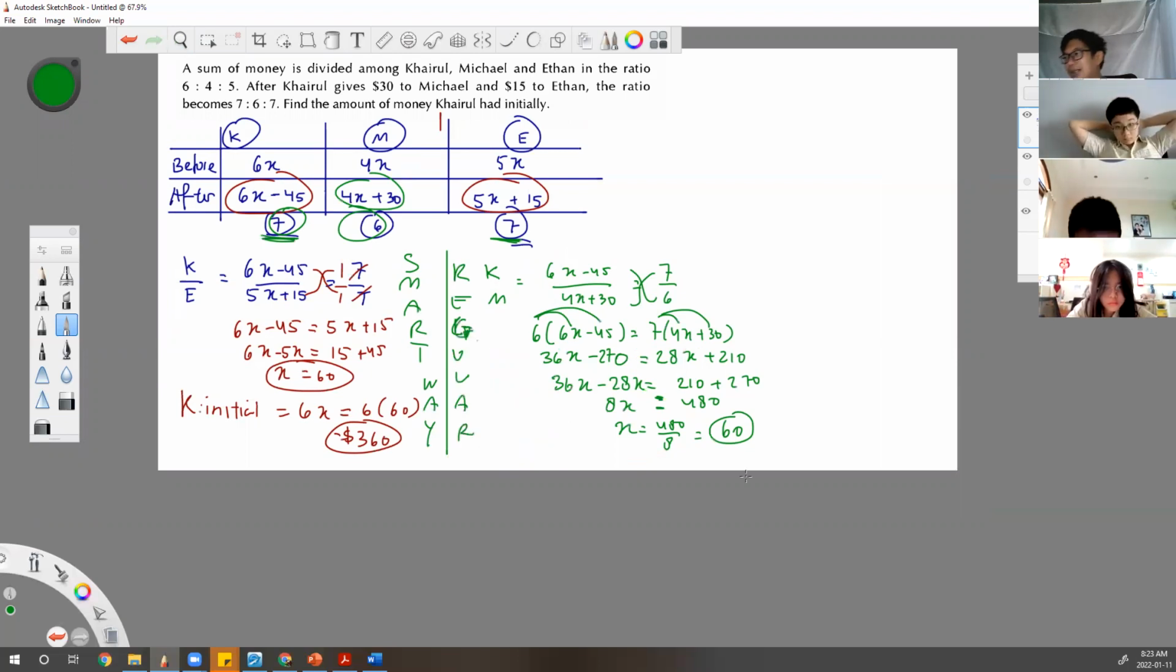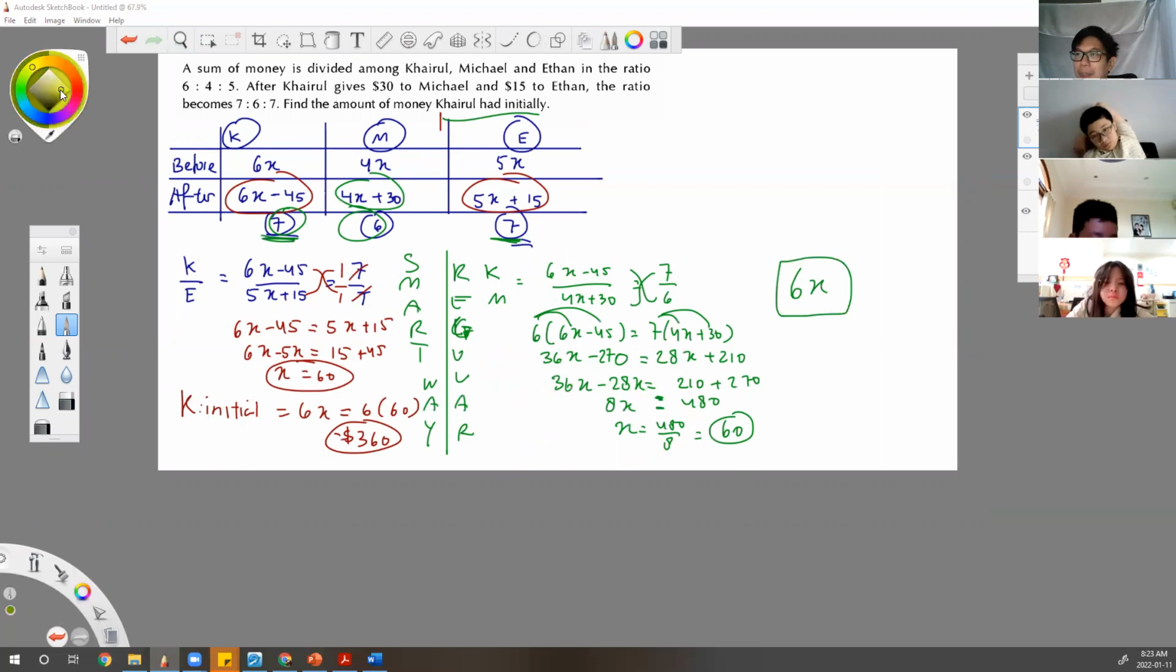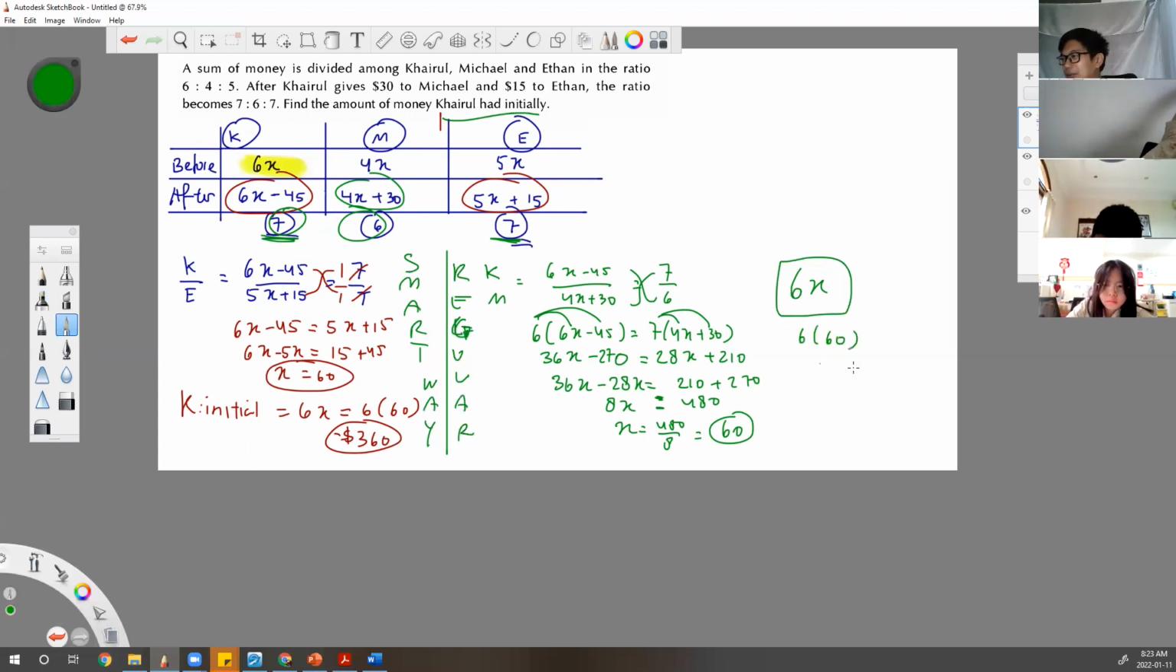Regular way, ya. Terus yang ditanya belum selesai kan, ditanya Khairul initial lagi. 6x lagi yang ditanyakan. Ya, ini yang ditanya nih. Highlight ya. Gitu. Udah 6 times 60 sama ya. Ngapain lu capek-capek bikin panjang begini?